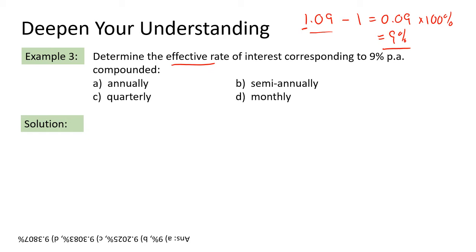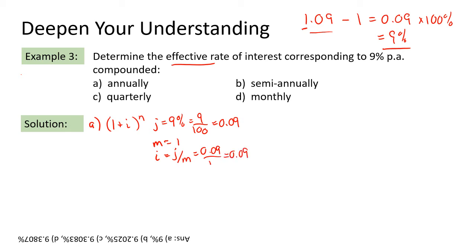We'll start with item A, annually. So 1 plus i to the exponent n. And if it's annually, we have j, which is equal to 9%, which is 9 divided by 100, removing the percentage sign, or 0.09. That is consistent for all 4, A, B, C, and D, right? Because that's the number that was provided. m, it's annually, so it's just 1, which means i, which is j divided by m, is 0.09 divided by 1, or just 0.09.